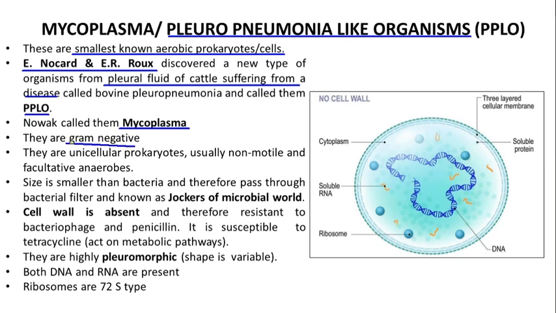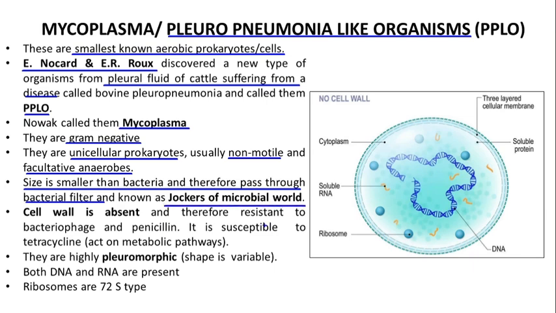These mycoplasmas are actually gram-negative. They are unicellular prokaryotes and they are non-motile. They are facultative anaerobes. Facultative anaerobes means sometimes anaerobe; that means they are mostly aerobic, but they can also survive in anaerobic conditions. So they can survive in conditions without oxygen, but mostly they survive in aerobic conditions. Now they are so small that they can even pass through a bacterial filter, and they are therefore known as jokers of the microbial world.